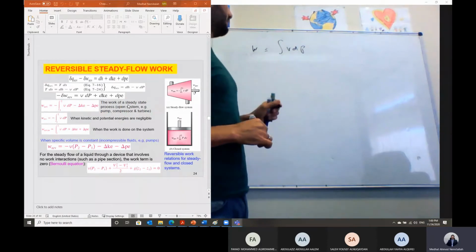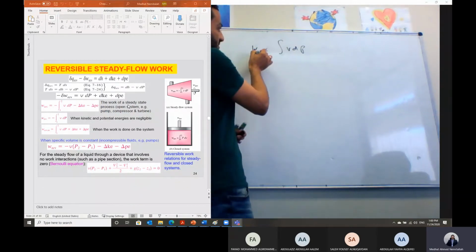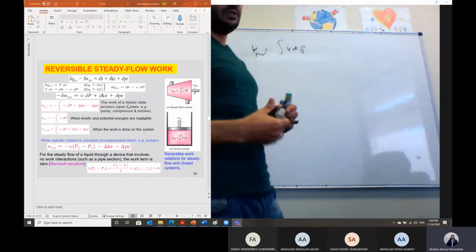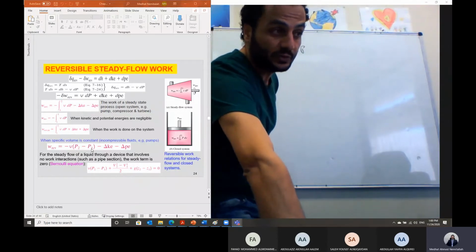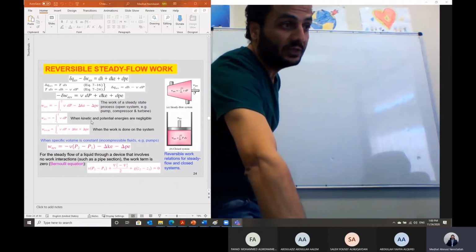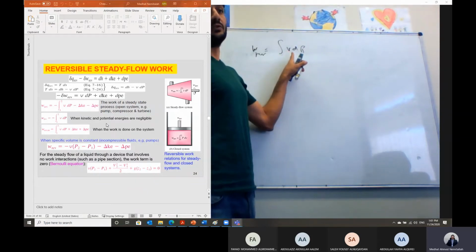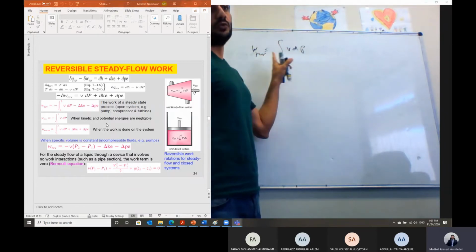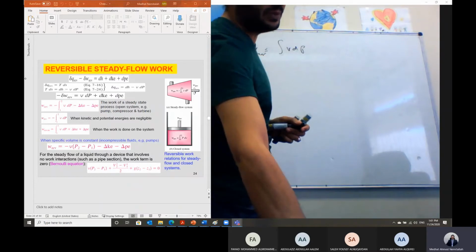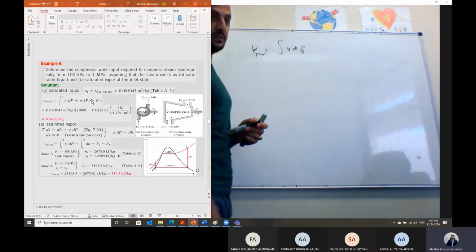Last time we also applied this to calculate the reversible work for some steady flow devices, such as a compressor. In this case the work will equal the integration of VdP. In the case of an incompressible substance, the density, or the specific volume, will be constant. Then the work of an incompressible substance, like a pump, will equal the specific volume multiplied by delta P.